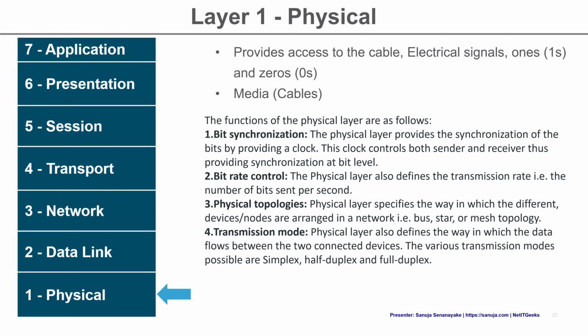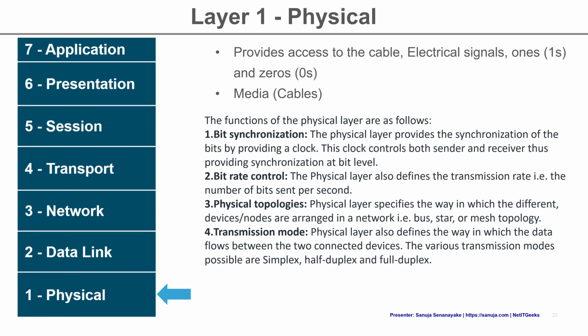Finally, the bottom layer is layer 1, the physical layer, which provides access to cable and electrical signals using ones and zeros, or it could be light signals as well, if you are using fiber optic cables. It also defines the standards for media, such as the cable type you're using, like Cat5, Cat6 cables, or fiber optic cables. Those are all defined in the physical layer standards at the very bottom layer of the OSI model.